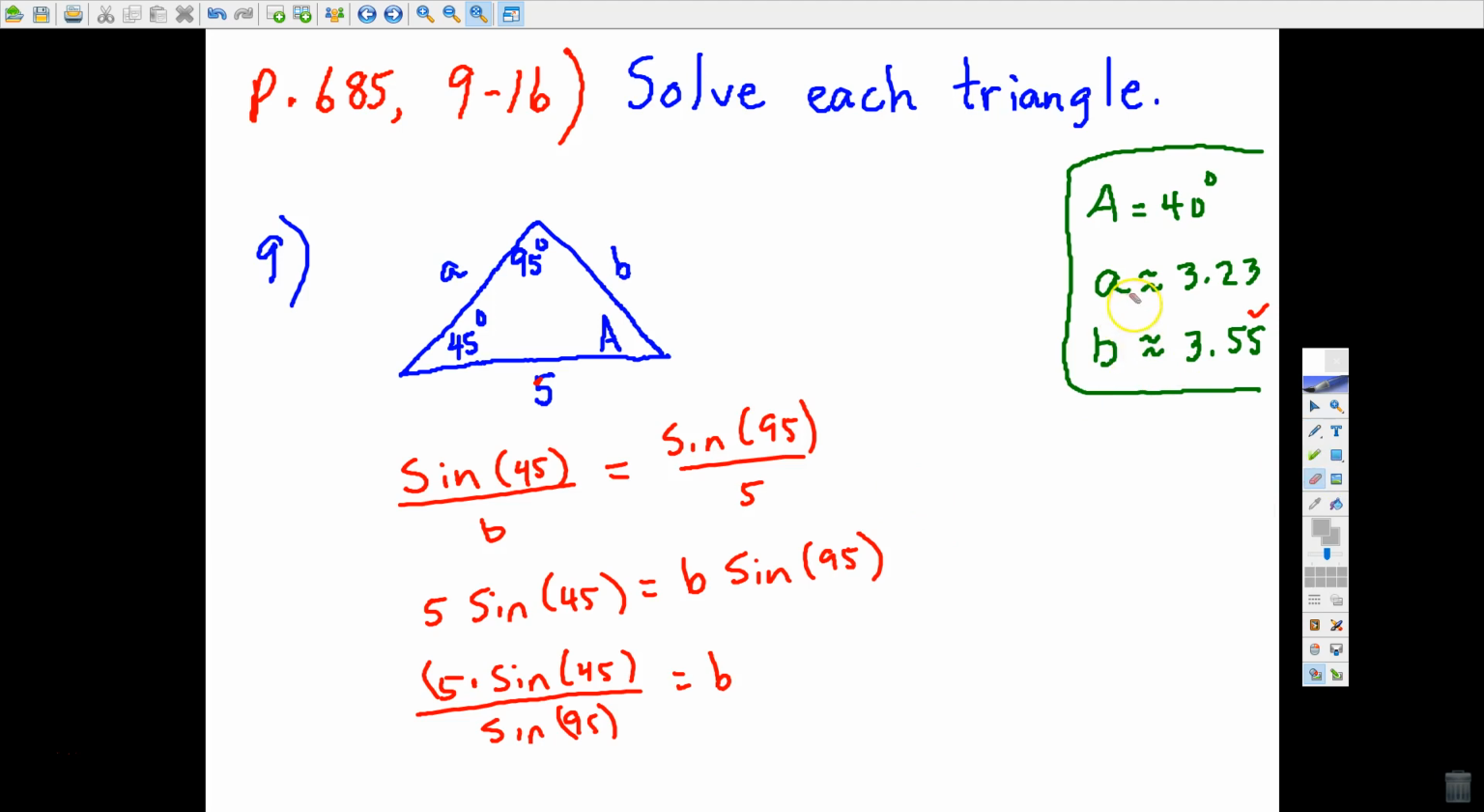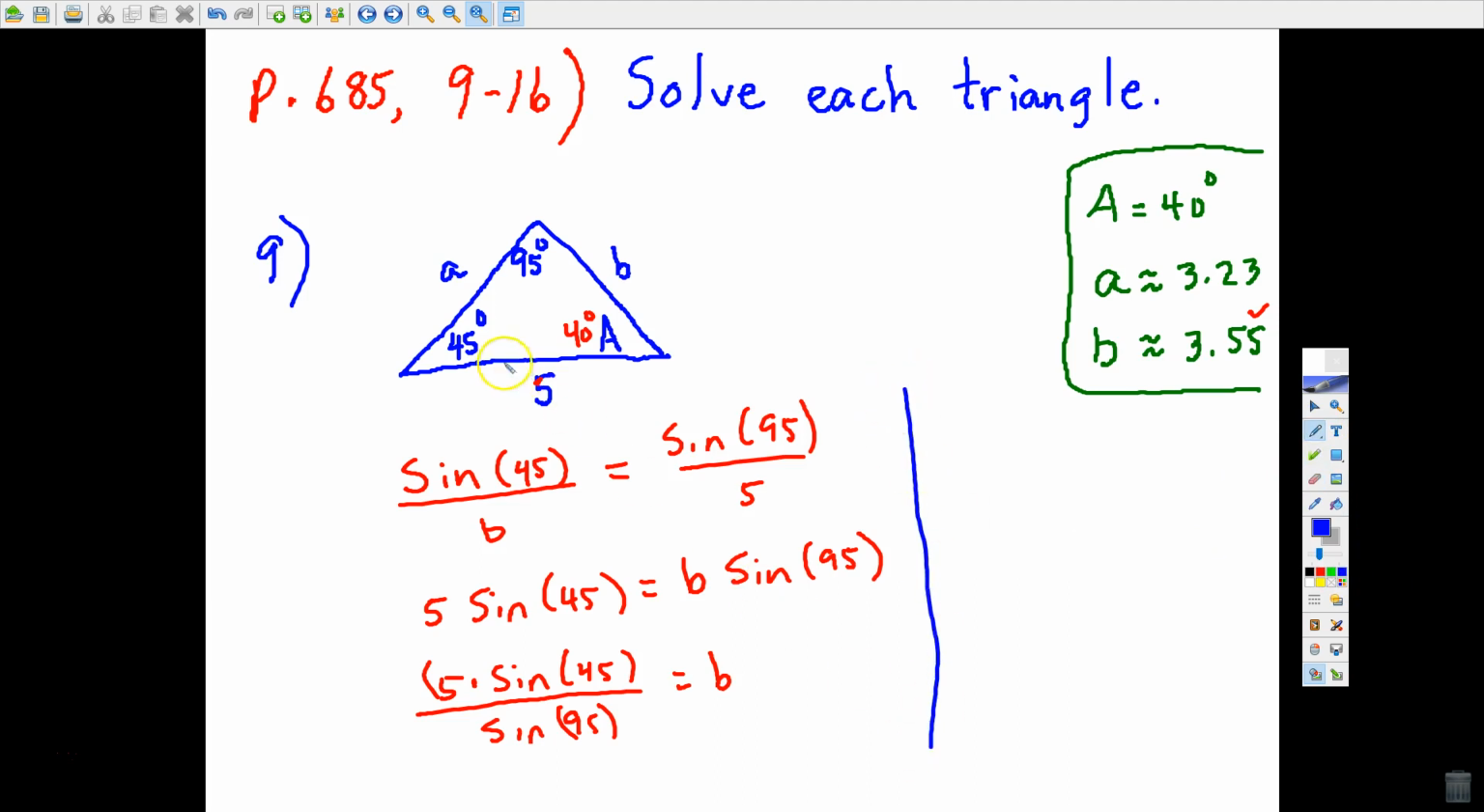And now let's work on finding side A. Angle A isn't given, but it's implied that since the sum of the angles add up to 180 degrees, we could just do 180 minus 95 minus 45, and we get 40 degrees for angle A. So that one's pretty easy. And now we can find side A by using law of sines. So let me just show you how that works.